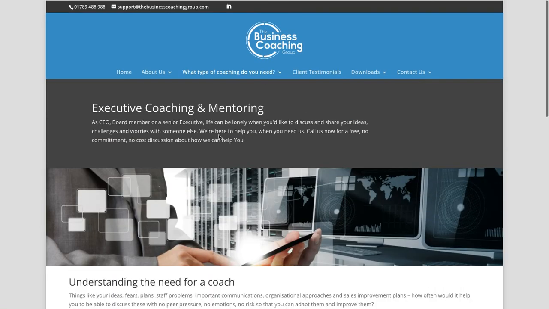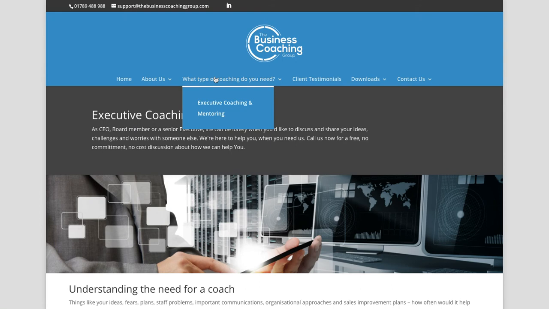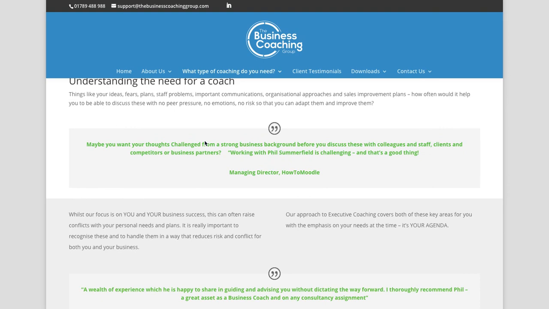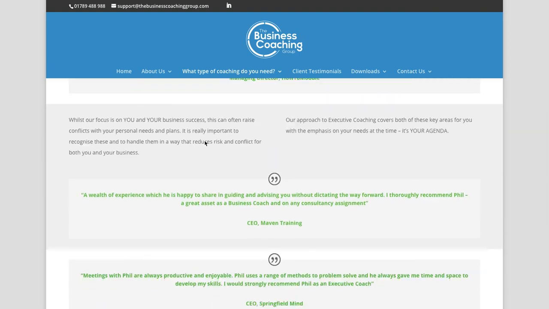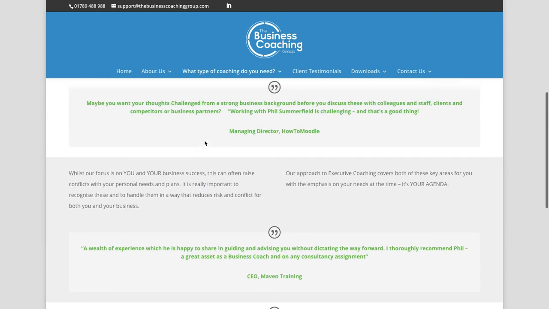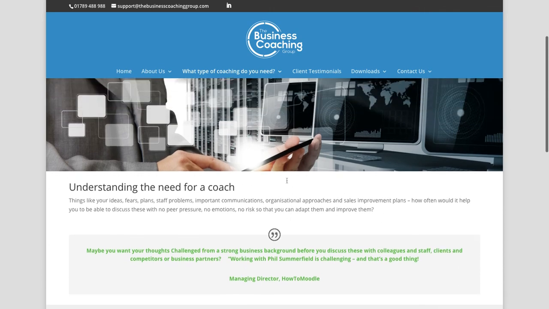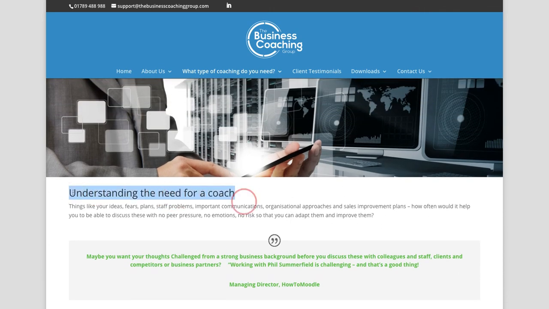Understanding the need for a coach. I think maybe I'm struggling to figure out where I should start reading with this. Plus, the font is so small, and gray on gray is really tough to read. The organization of this page is confusing to me. So, understanding the need of a coach.